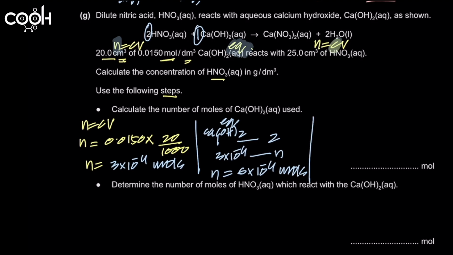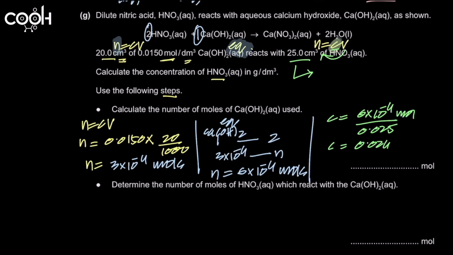And once you have the moles of nitric acid, you can find the concentration. We use n = CV, so we will divide here. So concentration is equal to moles over volume. The volume is in cm³, so divide by 1,000 again. So you're going to get 0.025. So what do we get? 6 × 10^-4 divided by 0.025 gives me 0.024. So the concentration is 0.024. These were the moles and this was dm³, so the units are going to be mol/dm³.